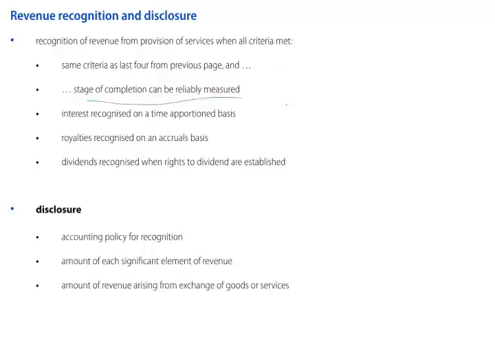Imagine an audit firm doing an interim audit, and then at the end of the client's year, an invoice will be received. Can this stage of completion be reliably measured? I would have thought so.